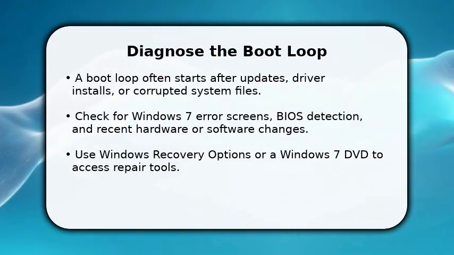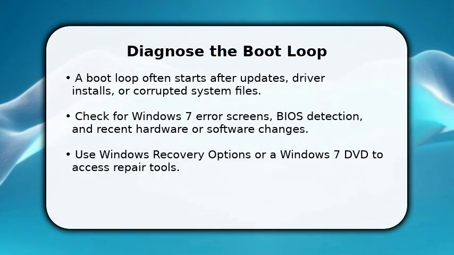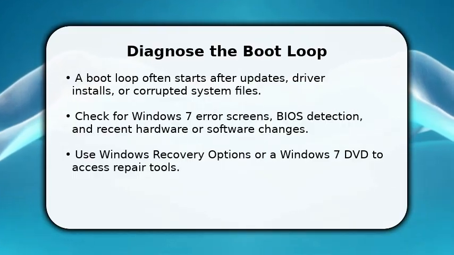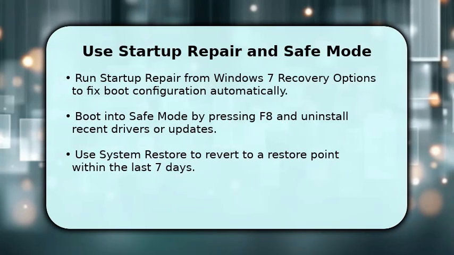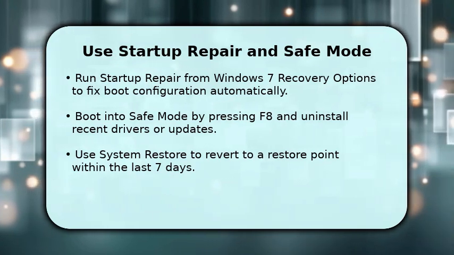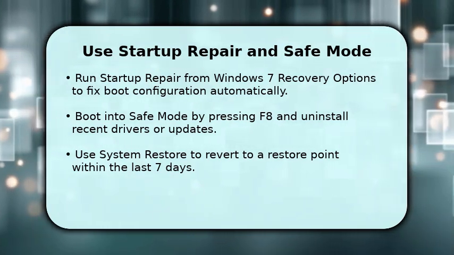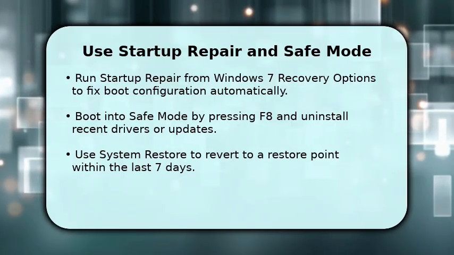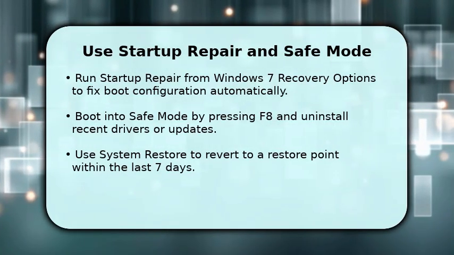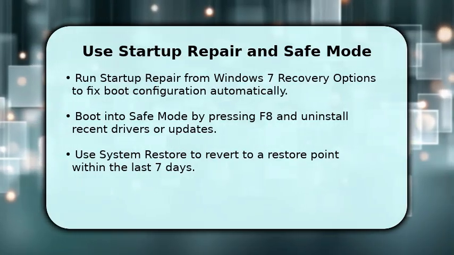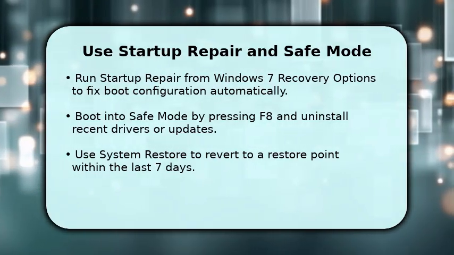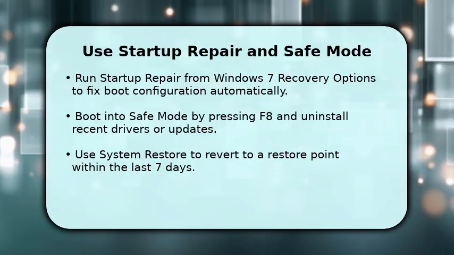Prepare a Windows 7 DVD or USB recovery drive before continuing to repair steps. Boot from your Windows 7 DVD or recovery USB and select Repair your computer. Choose Startup Repair to automatically scan and fix boot configuration issues and missing files. If Startup Repair fails, reboot and press F8 to enter safe mode.